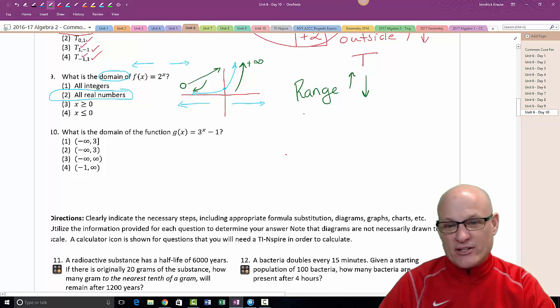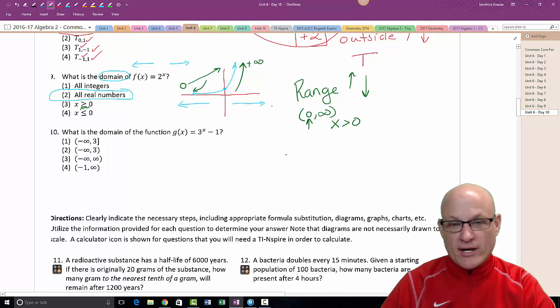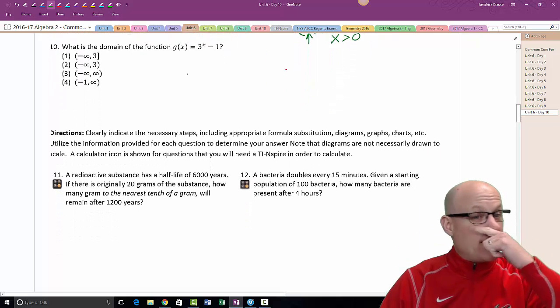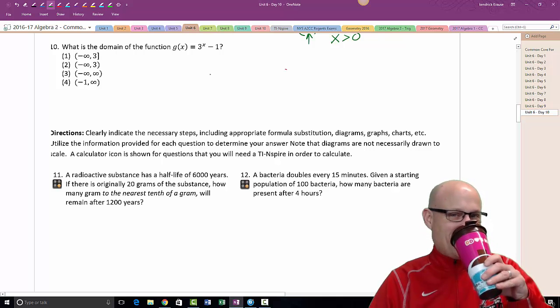So if I asked you, the range would be from 0 to positive infinity. Notice it's not equal to 0. Another way to write this is y is greater than 0, which would have been this choice except for not the greater than. Okay? Let's talk about this next one. I asked for a domain again on this one, but I may ask for range on the test. You never know.